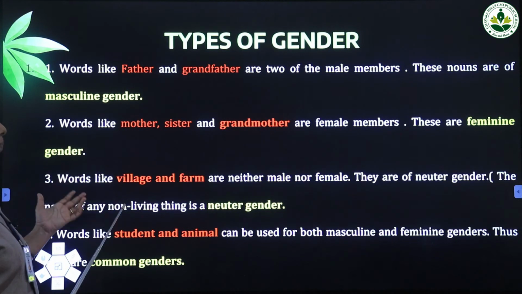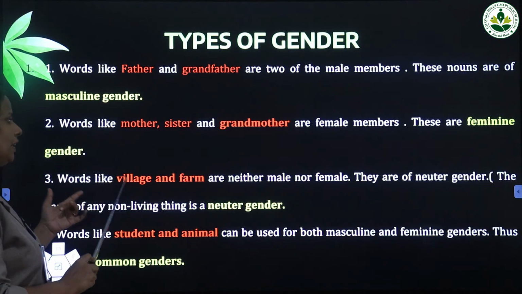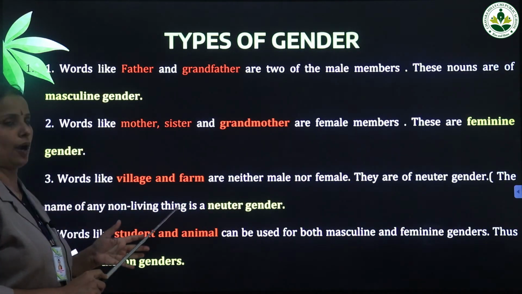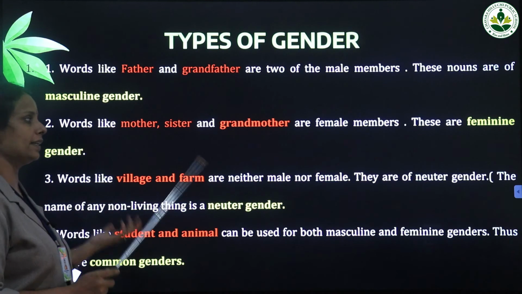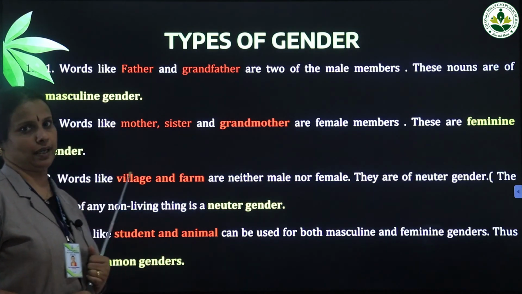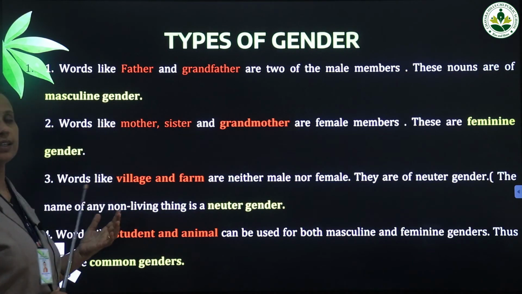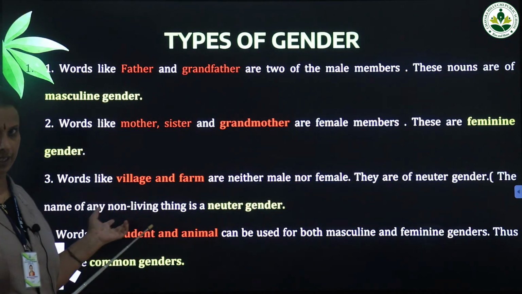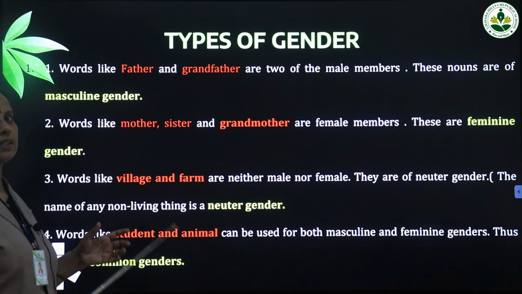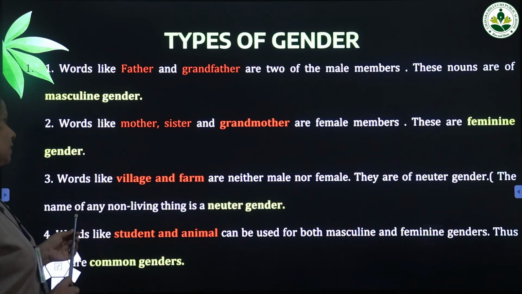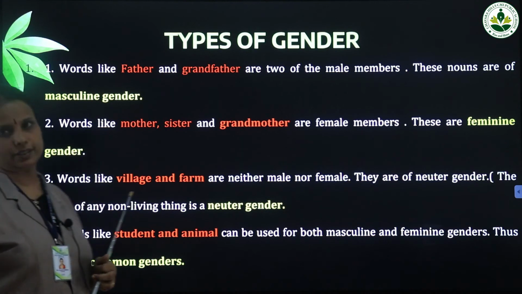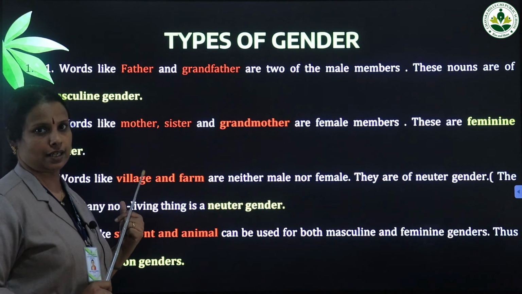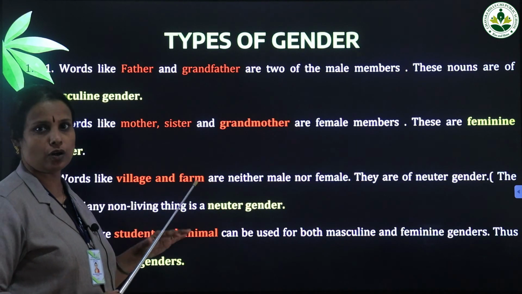Then you see the words village and farm, and those nouns are neither male nor female. It's a place, isn't it? Village and farm, so we call it neuter gender. We will see examples, then you will understand better. The name of any non-living thing, we can say it's a neuter gender. It is neither male nor female.